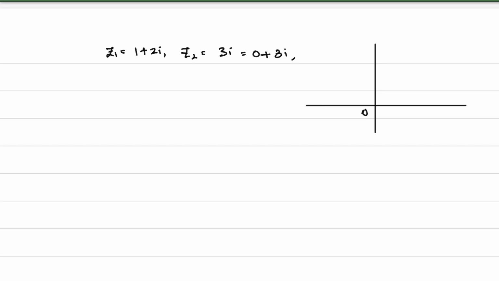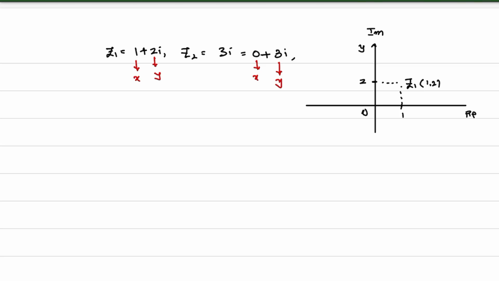That means on the x-axis it is 1. The x-axis is the real axis, and the y-axis is the imaginary axis. This value pertains to the x-axis, and this value pertains to the y-axis. For Z1, the x-axis value is 1 and the y-axis value is 2. That means this is the point Z1, that is (1, 2).